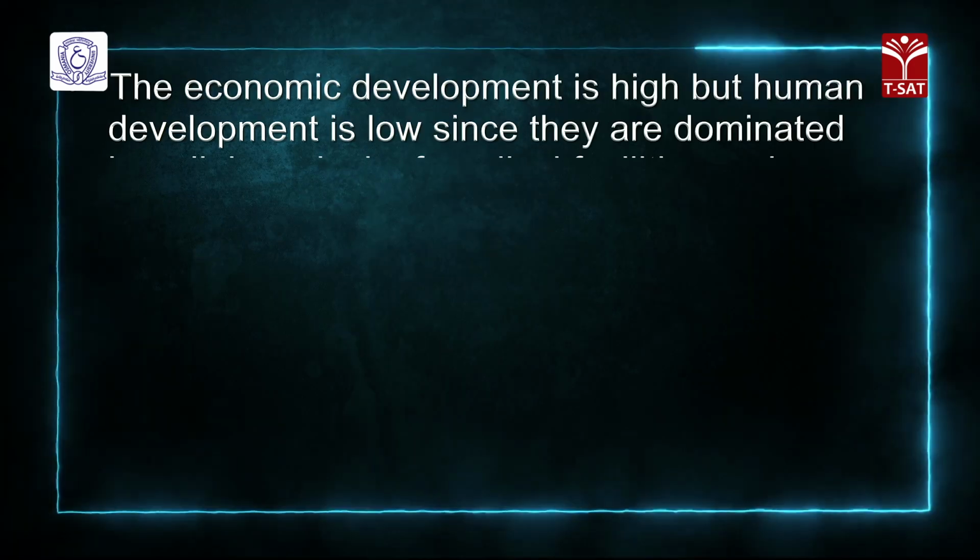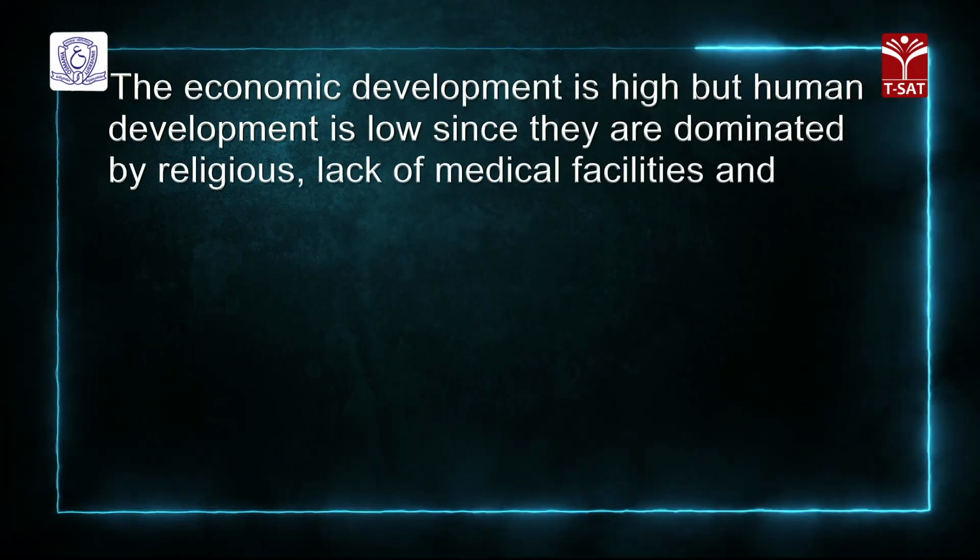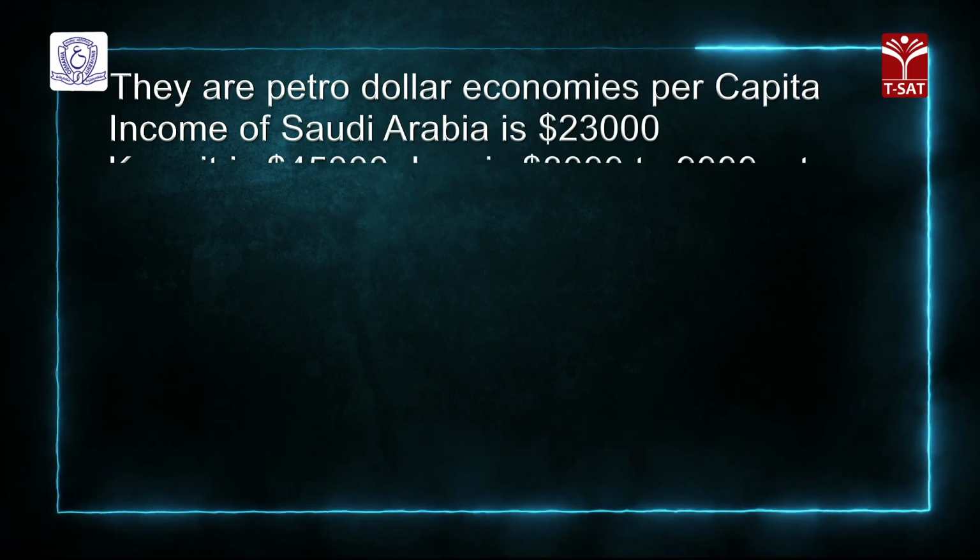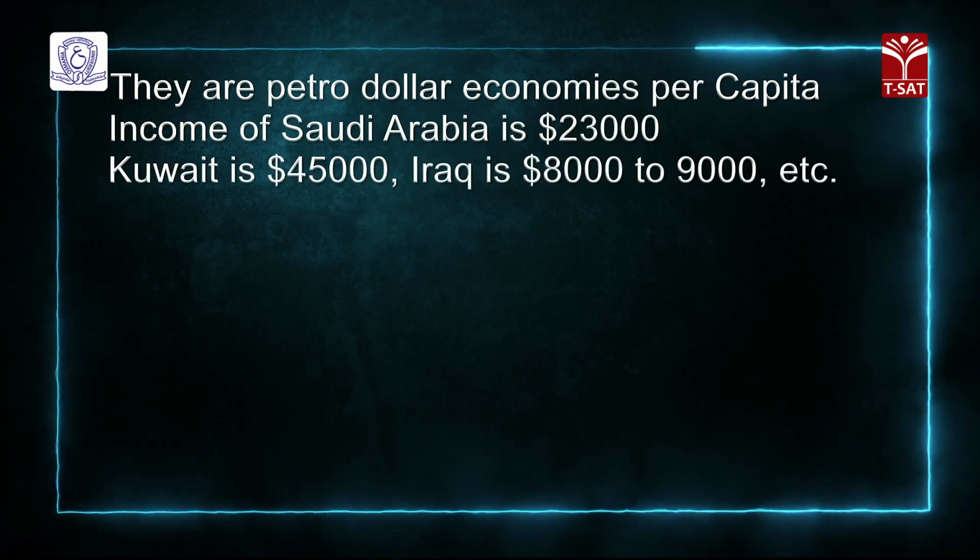The economic development is high, but human development is low, since they are dominated by religion, lack of medical facilities and traditional societies. They are petrodollar economies. Per capita income of Saudi Arabia is $23,000, Kuwait is $45,000, Iraq is 8,000 to 9,000.